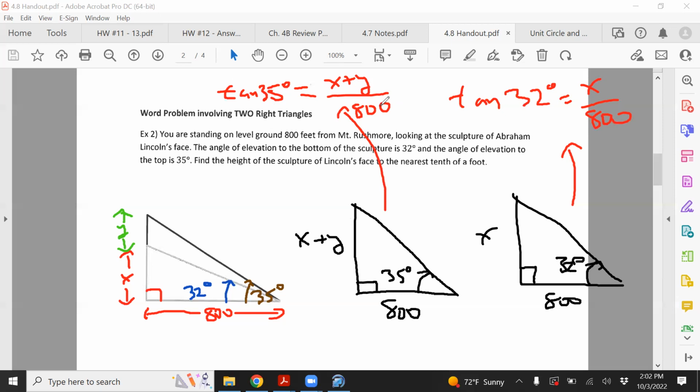So those equations make sense. Tan 32 equals x over 800. And tan of 35 equals x plus y over 800. Do those make sense? Okay. So again, all you're doing is SOHCAHTOA, right? You have the small triangle, which is 32 degrees. You have the big one, 35 degrees. You're going to solve for x over here. And I know you guys can do that. That's going to be 499.9 feet.